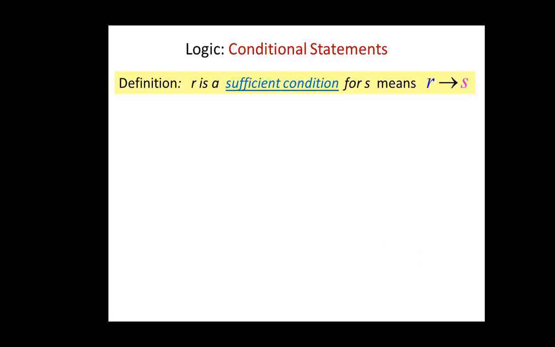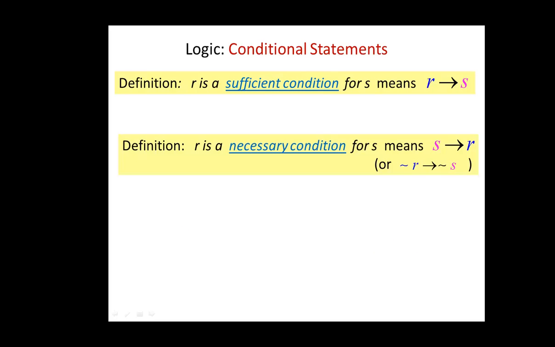We actually define these. R is a sufficient condition for S means R implies S, and R is a necessary condition for S means S implies R. You could also think of that as not having R means you don't have S. Since R is necessary for S, if you don't have R, you don't have S. This one might make more sense when you think about it, and these two implications are equivalent to each other, so either one could be the definition.